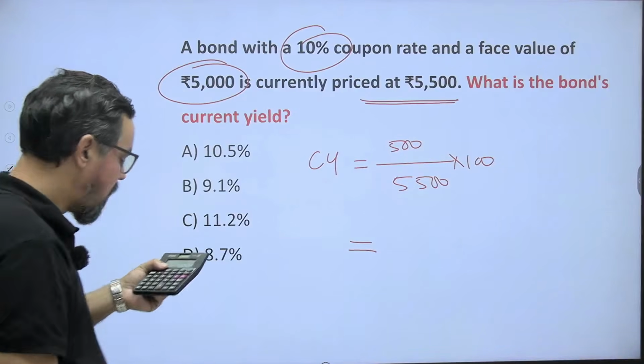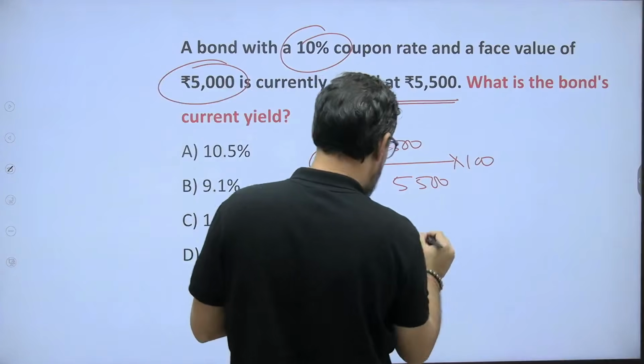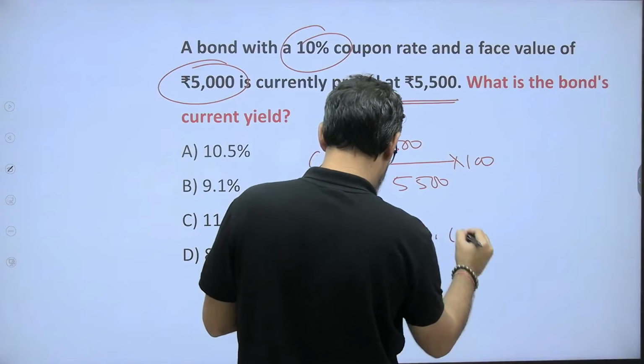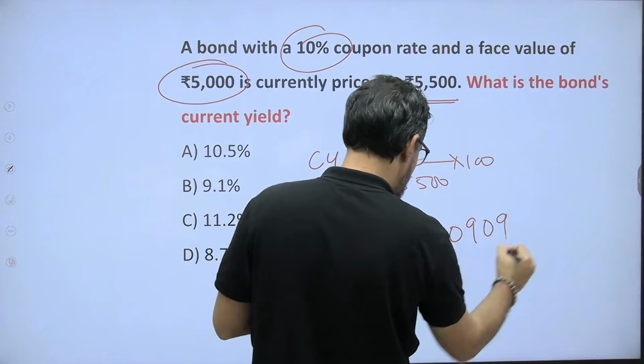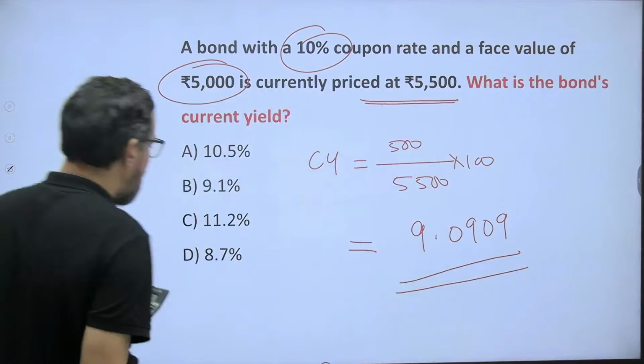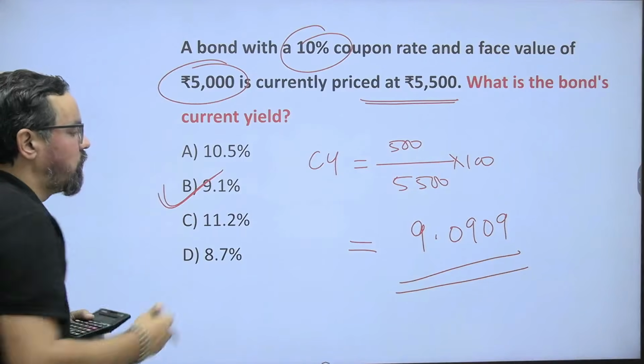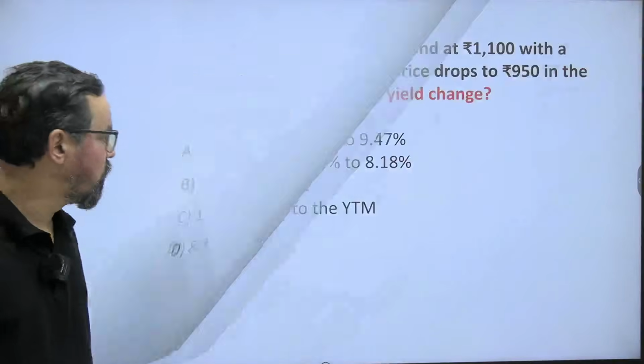So it is 9.09, okay. 9.0909, okay. This is the one. So 9.1 will be the right answer for this particular question if you round it off, okay.